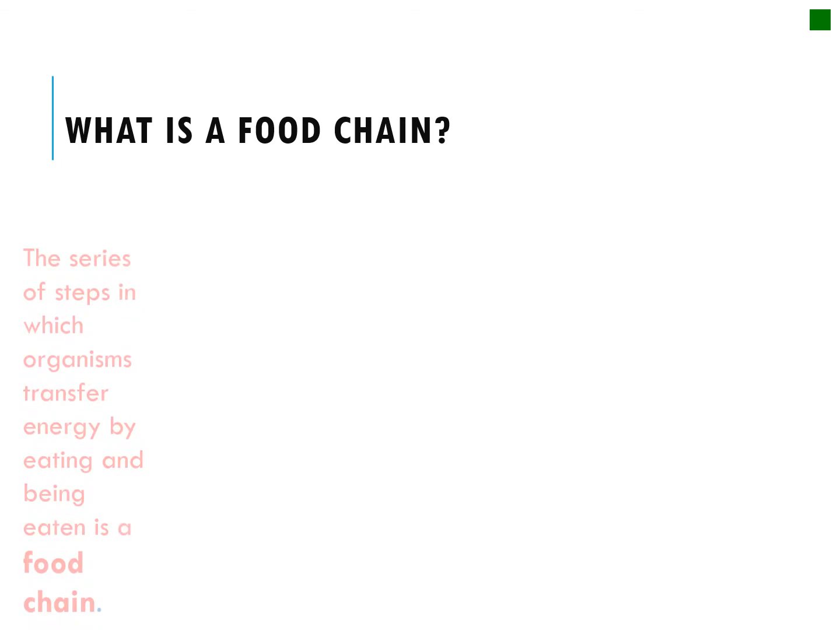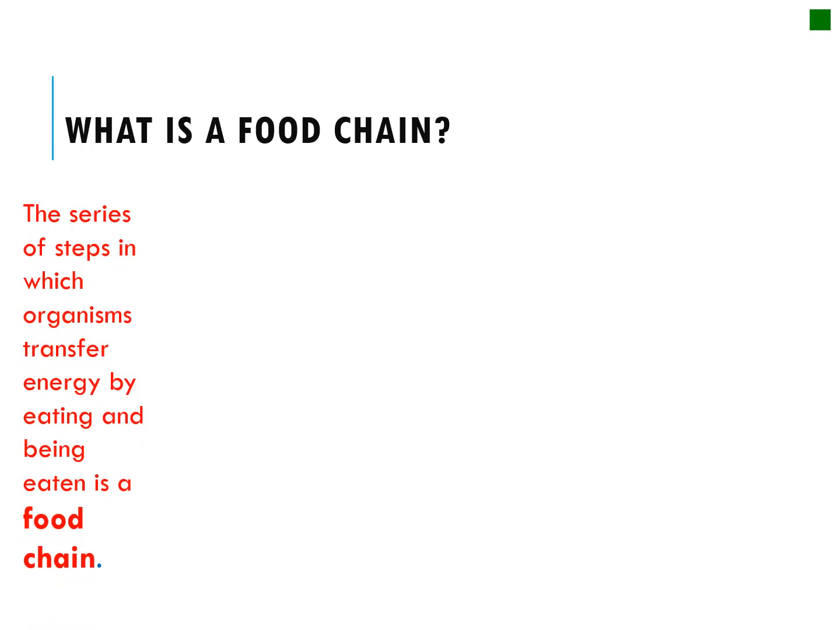All right, so the very first thing we're going to be talking about is a food chain. And what exactly is a food chain? Well, a food chain is a series of steps in which organisms transfer energy by eating and by being eaten, okay? You can write this definition right underneath food chain in the center of your power notes where it says food chains. And what exactly do I mean by these series of steps?